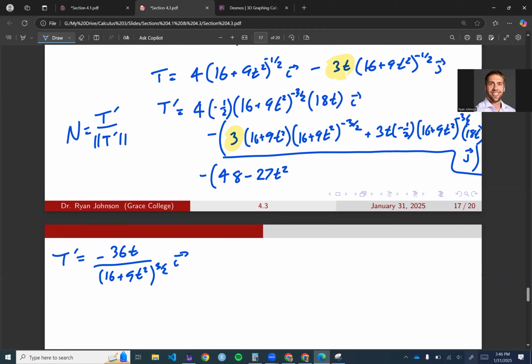Okay, so it's a positive 27, but then I get over here minus 27 t squared times the 16 plus 9 t squared to the negative 3/2. And isn't that nifty? So I'm left with minus 48 over 16 plus 9 t squared to the 3/2 power j.